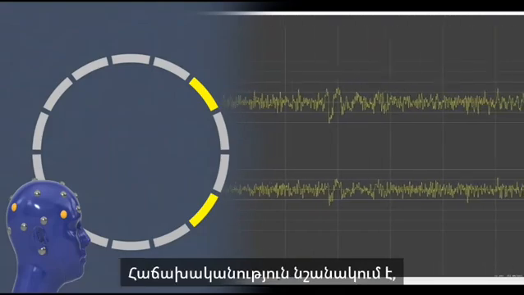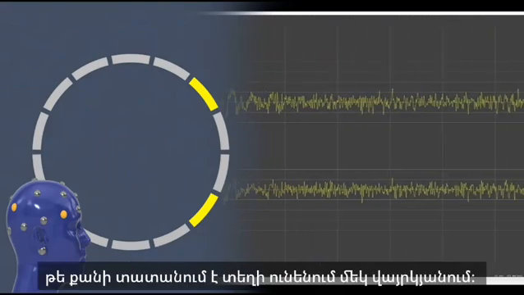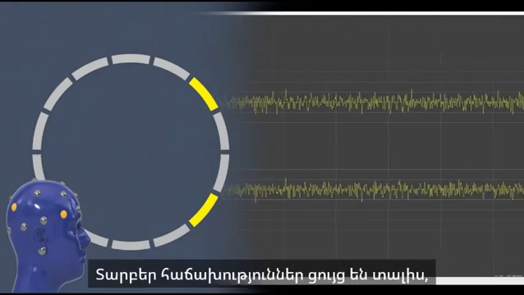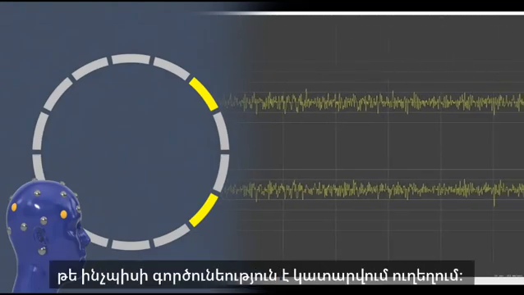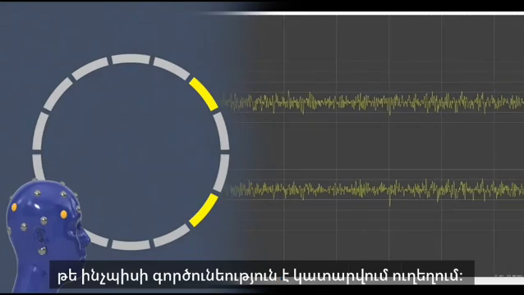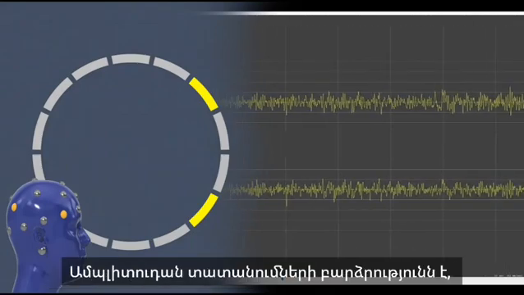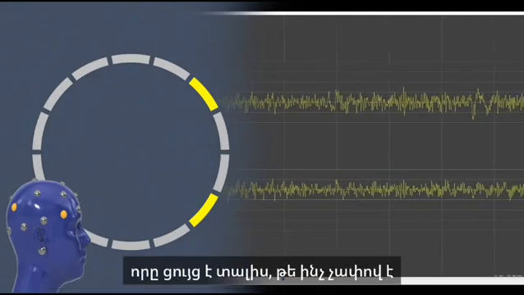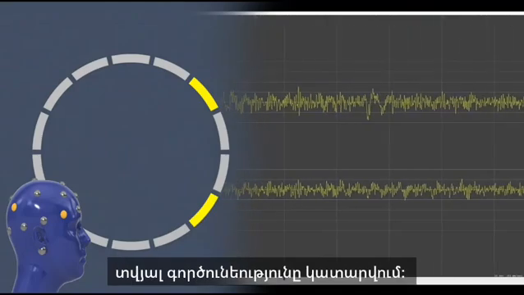Frequency means how many fluctuations per second. Different frequencies indicate what kind of activity is happening in the brain. Amplitude is the height of the fluctuations, indicating how much of that kind of activity is happening.